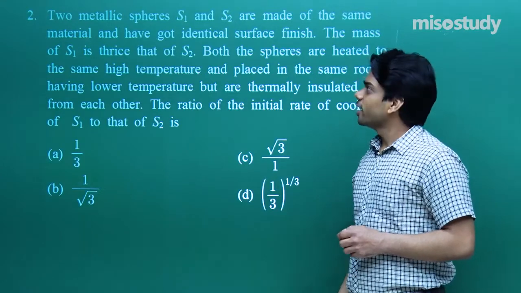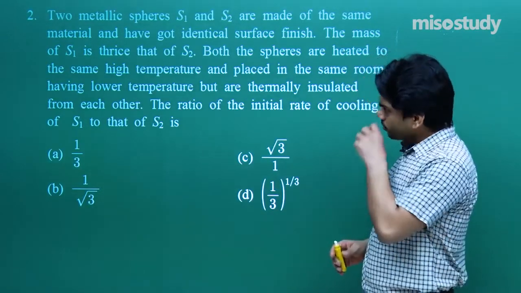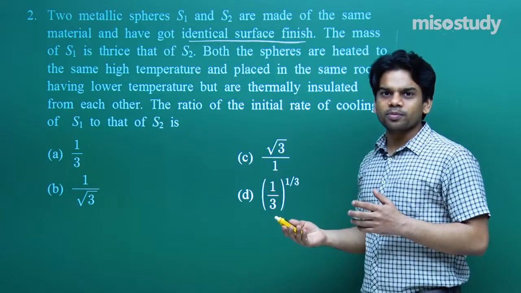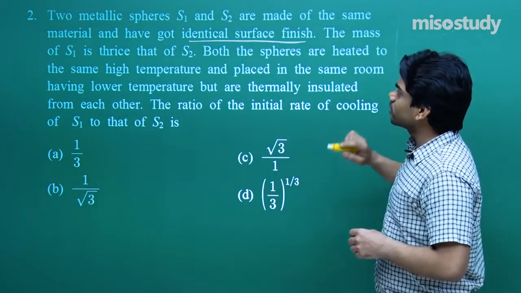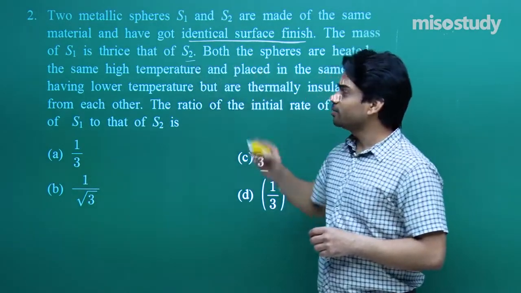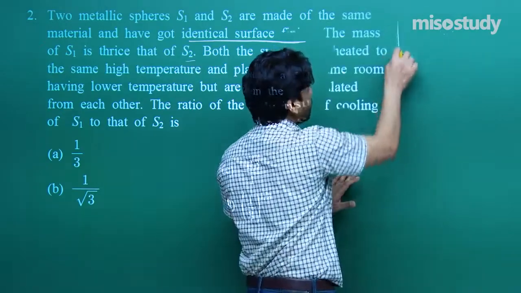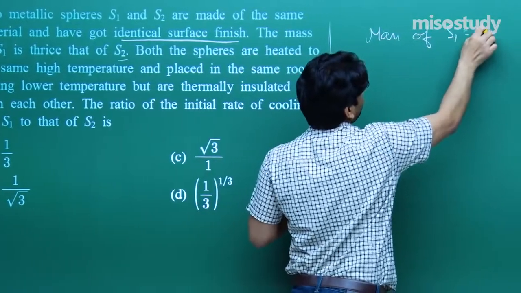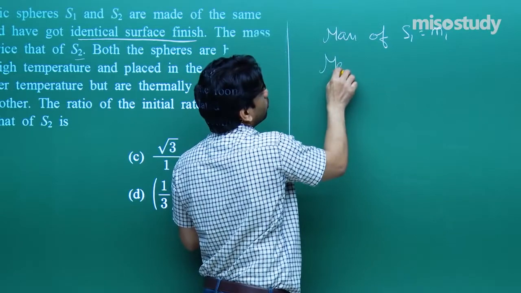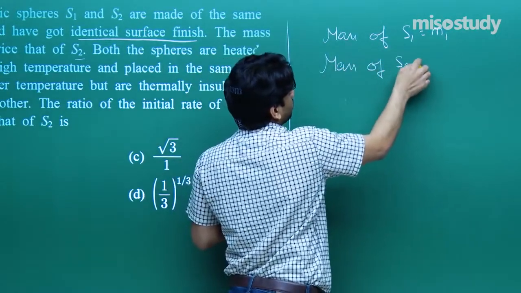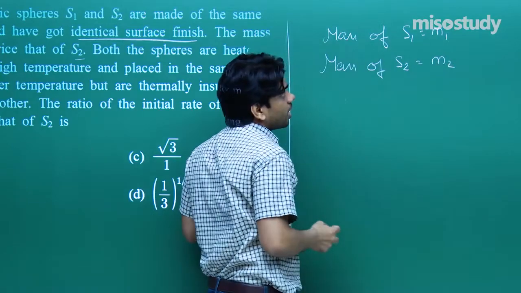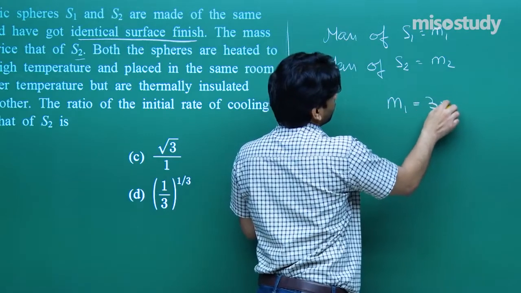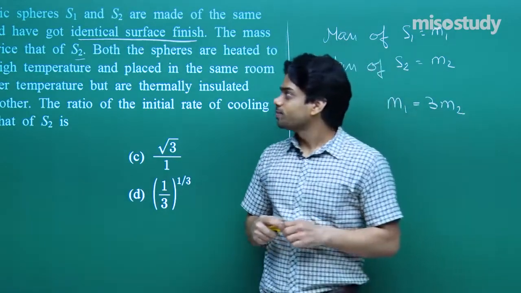Two metallic spheres S1 and S2 are made of the same material and have identical surface finish. That means their reflecting or absorbing will be the same. The mass of S1 is thrice that of S2. So if I write the mass of S1 as M1 and the mass of S2 as M2, we have M1 is equal to 3 times M2. That is what has been given to us.